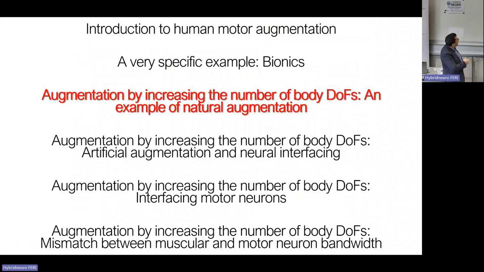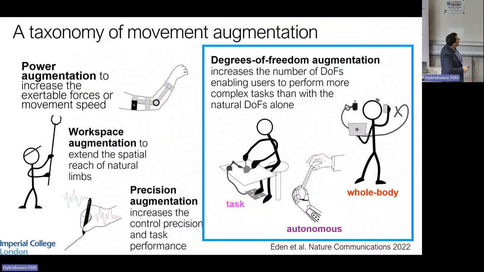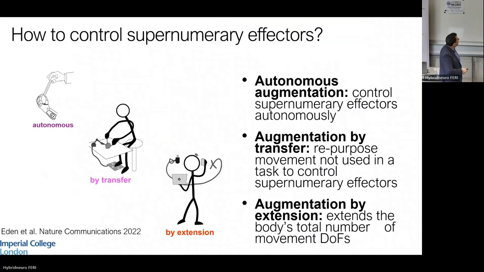Right, so let's start with another example, which is a specific example again, but this one is an example of augmentation of more than the normal degrees of freedom, and you will see it in a moment. So first, from now on, we will focus on these. Remember the taxonomy. The taxonomy of augmentation is all these. We have discussed a bit about this part, and now we will focus mainly on increasing the number of degrees of freedom.